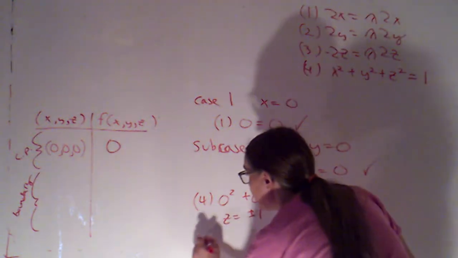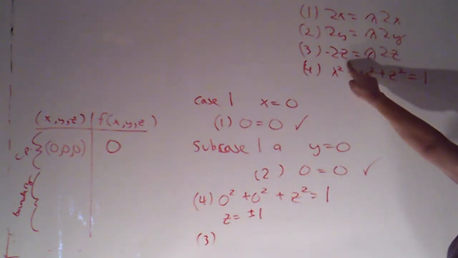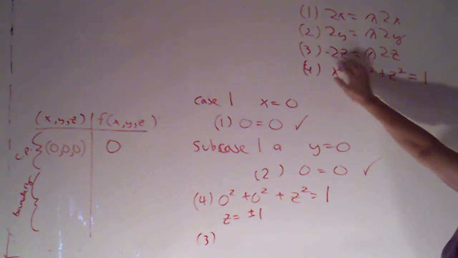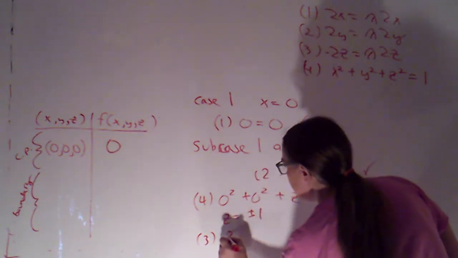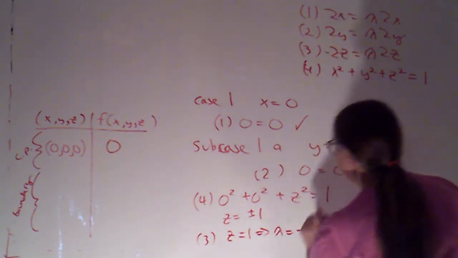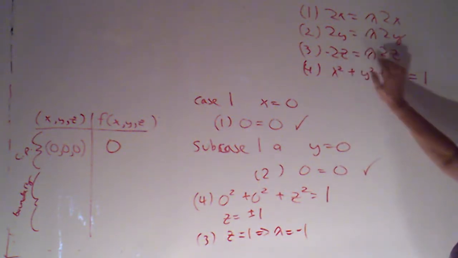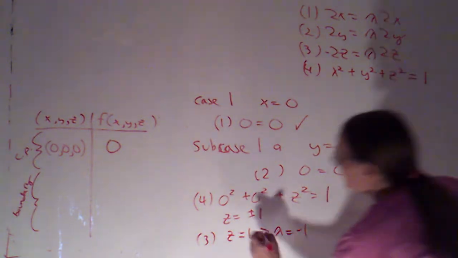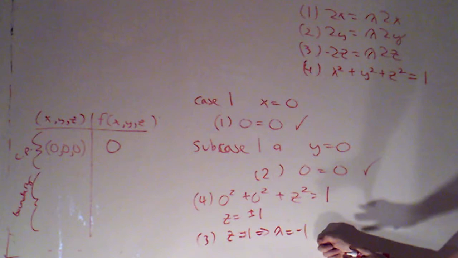Okay. So if I then look at equation 3, if z is 1, this becomes negative 2 equals 2 lambda. Lambda would equal negative 1. Okay. If z is equal to negative 1, this becomes 2 equals negative 2 times lambda. Well, lambda would again be negative 1. So there is a solution.